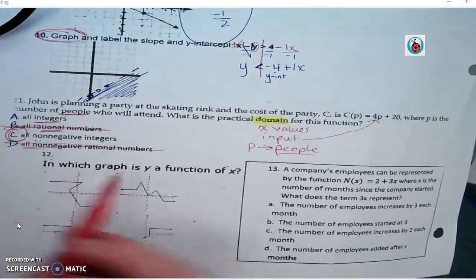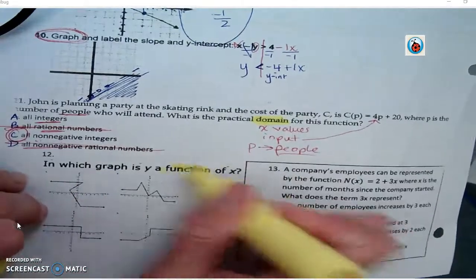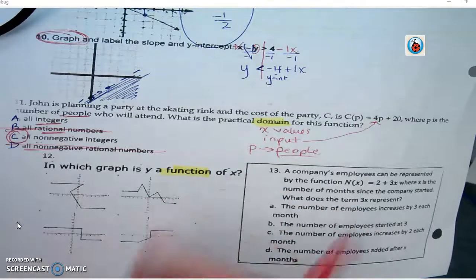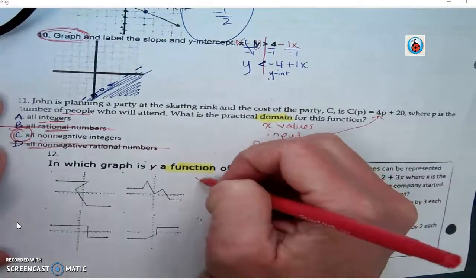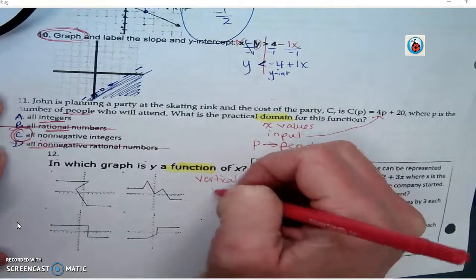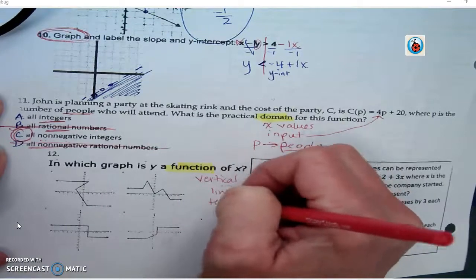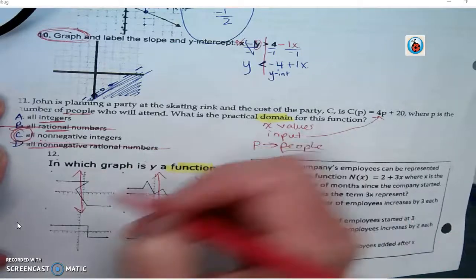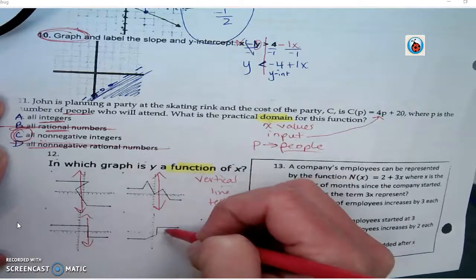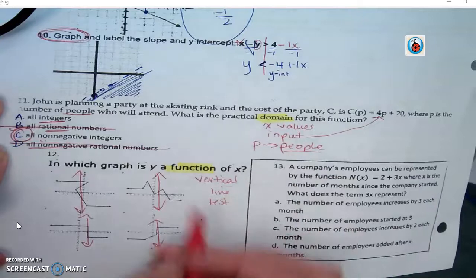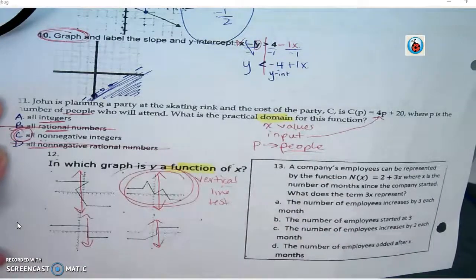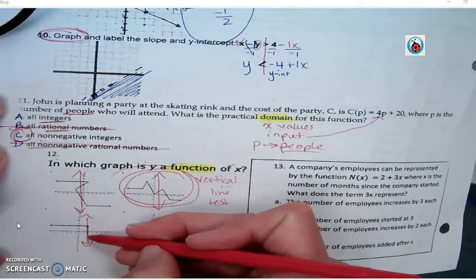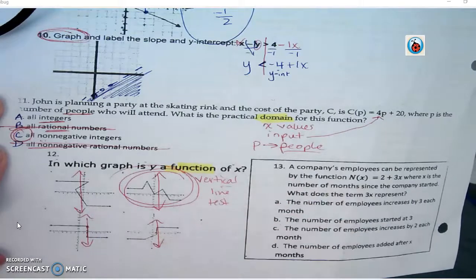12, in which graph is y a function of x? So if you have graphs and you're trying to figure out if they're a function, you do the vertical line test. So you draw a vertical line through any part of the graph, and it can only touch it once at any part of the graph. So the only one that works is this one. Here it touches it there, there, there, there, there, there. So the only one that works is B.